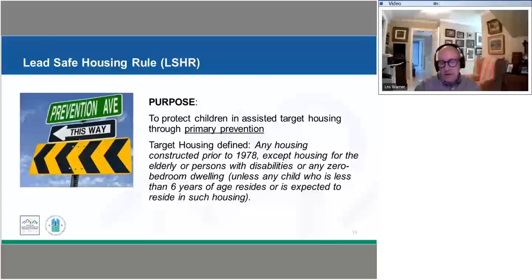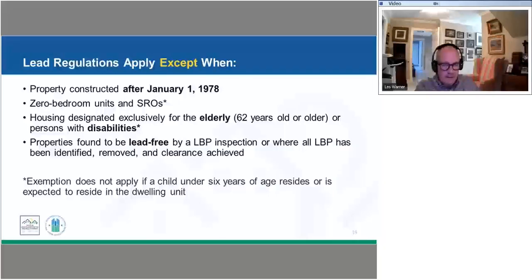So we're going to be talking about there are some exemptions for housing that is specifically set aside for elderly persons or persons with disabilities. We're going to be talking about zero-bedroom units. And so I'll hold that conversation until we specifically get to that. So let's talk about our exemptions.